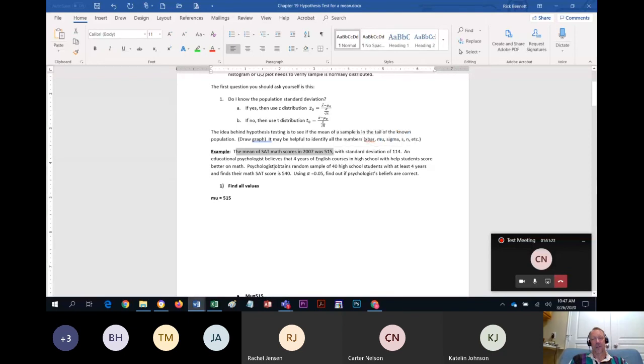So actually, here's your clue. You get a simple random sample of 40 high school students and find their mean score is 540. Okay, that's going to be your sample. So therefore this has to be the population. Does that make sense? Okay. All right. So way to go, smart Tori. All right. Standard deviation of 114. What is 114? We're going to stick with Carter.